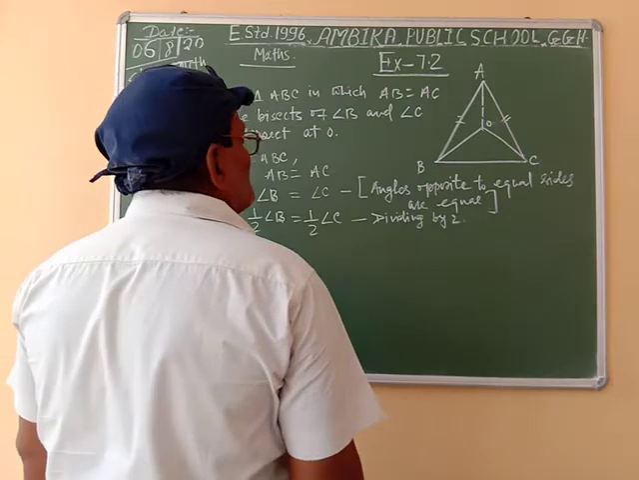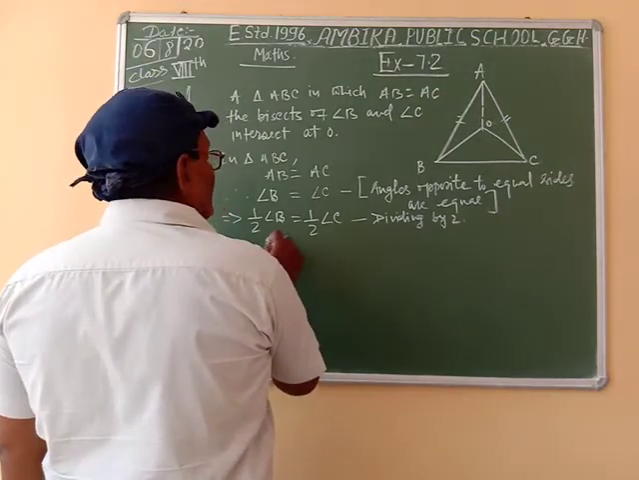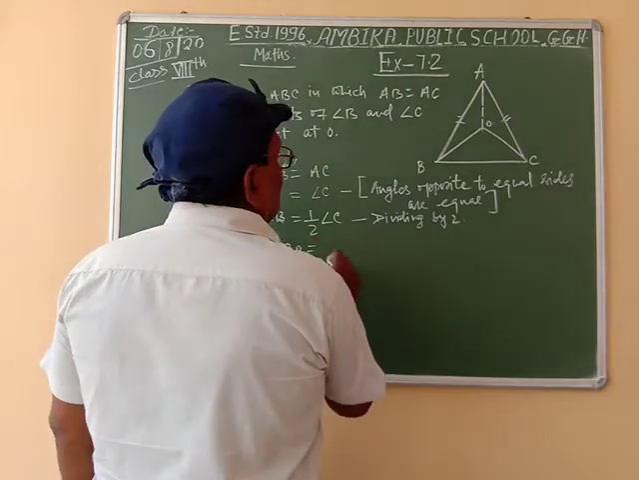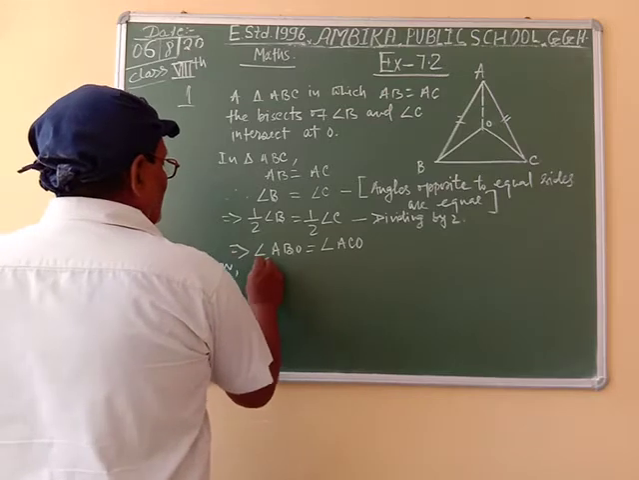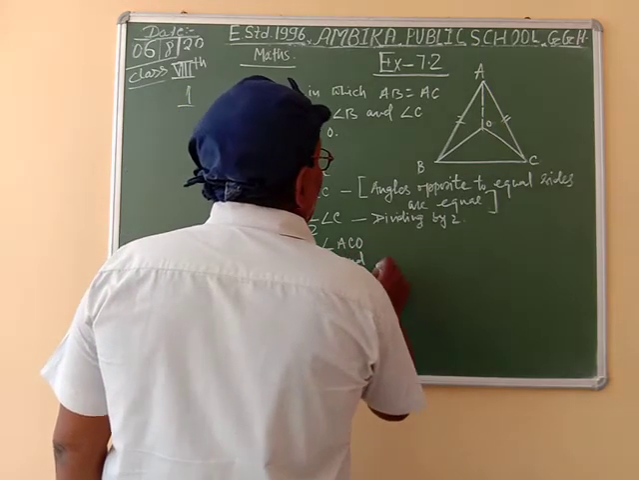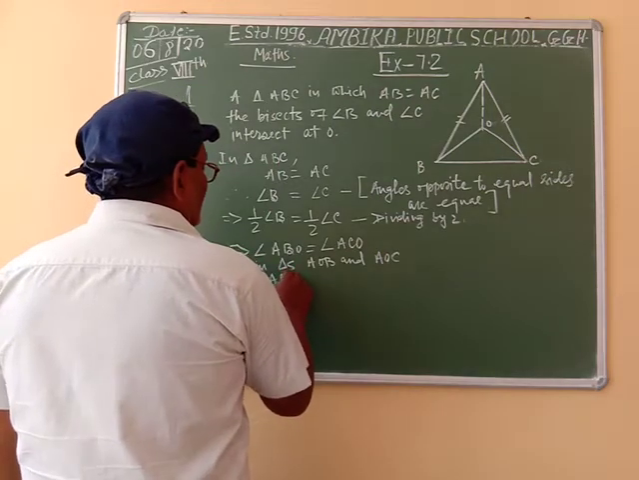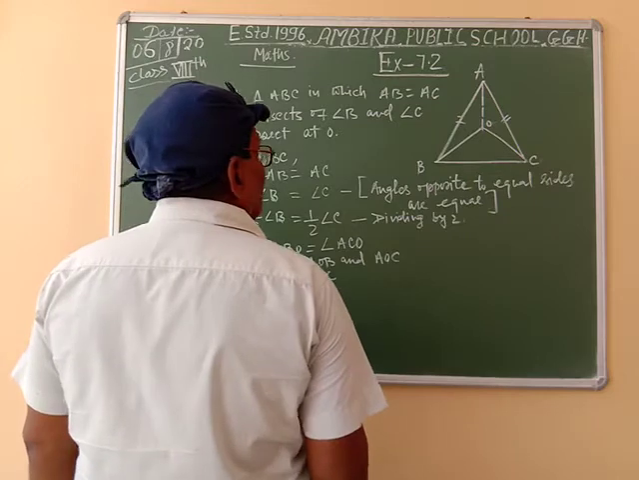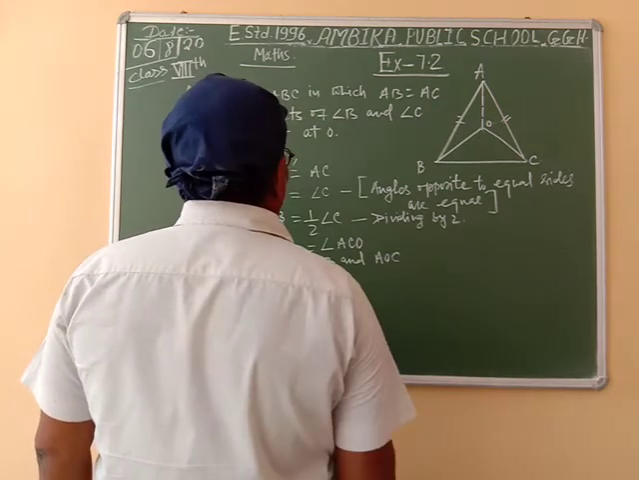Angle ABO is equal to angle ACO. Now, in triangles AOB and AOC, AB is equal to AC, angle ABO is equal to angle ACO.